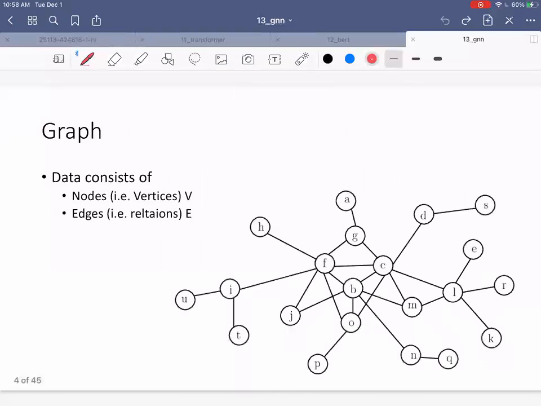All right, graphs. So graphs are data that consists of nodes and edges, nodes being vertices and the edges being relations. So there are A, G, C. These are all nodes. There are a lot of nodes here, and the lines between them are the edges. I hope everybody at least knows this is a graph.